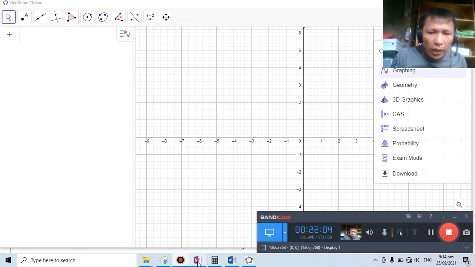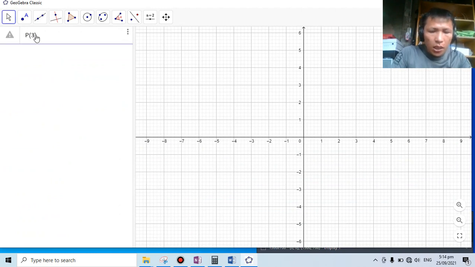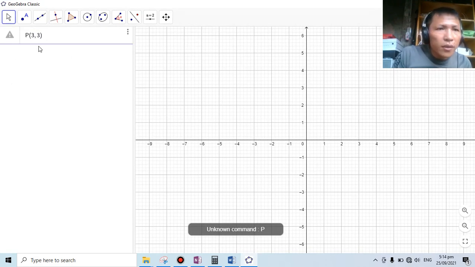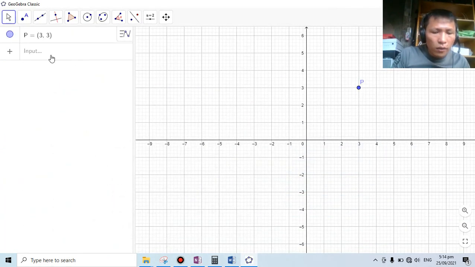So first I have to type the problem. You have P = (3, 3). Unknown command. P = (3, 3). So this creates point P. And then the next point is Q = (8, 17).